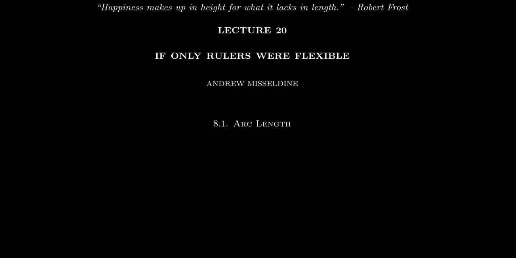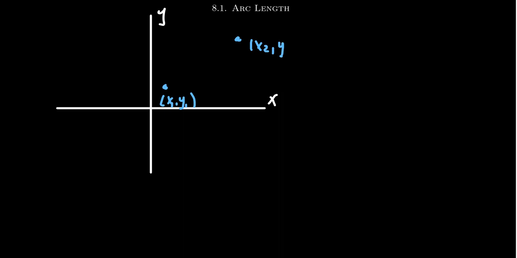So in lecture 20 here, we're going to start our discussion about arc length. How can we find the length of a curve in the plane here? And so let's start off with that plane. We'll have our x-axis and our y-axis, which we'll label there. And consider 2 points. The first point we'll call point 1, whose coordinates are x1, y1. And the second point, we'll call it the second point, whose coordinates are going to be x2 and y2.